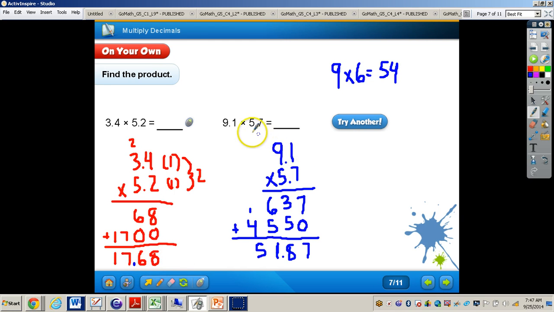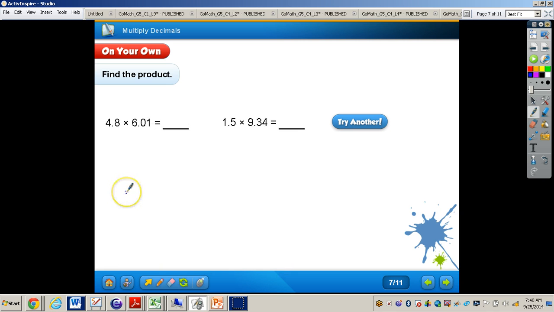I use estimating for 9 and 1/10 times 5 and 7/10. I have 51 and 87 hundredths. My estimated answer was 54. Therefore, I knew to place my decimal point to the right of the ones place because that 51 is close to 54. Okay, I want you to work through these 2 problems all by yourself.